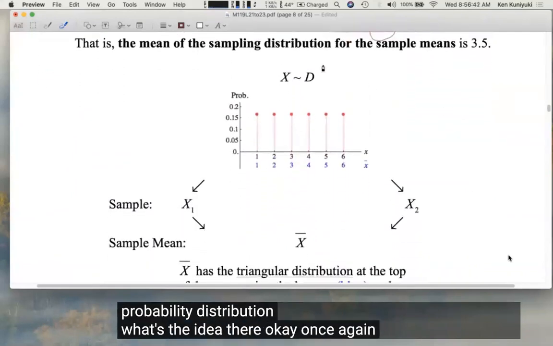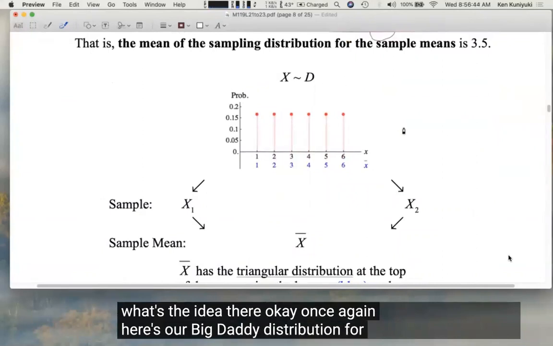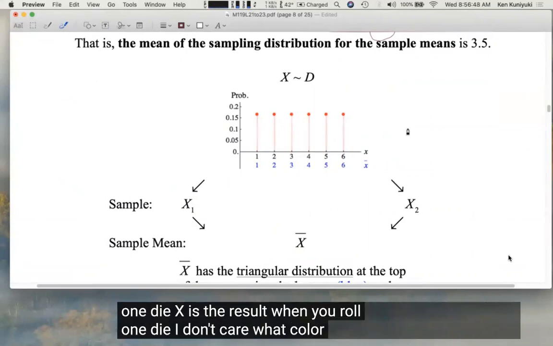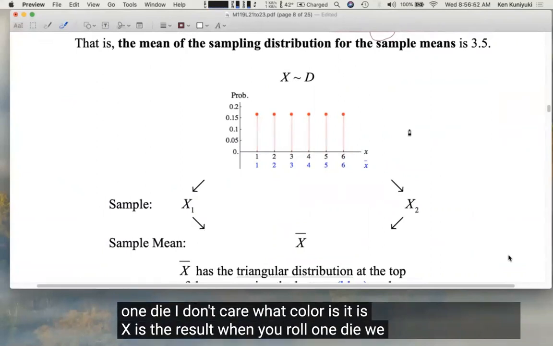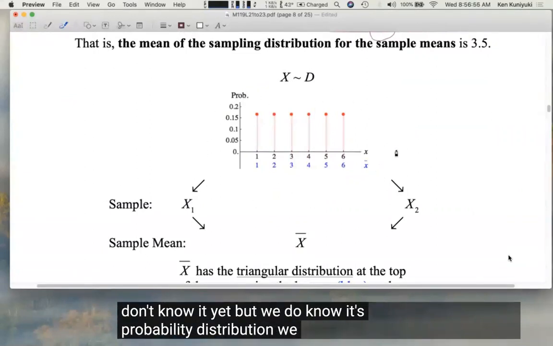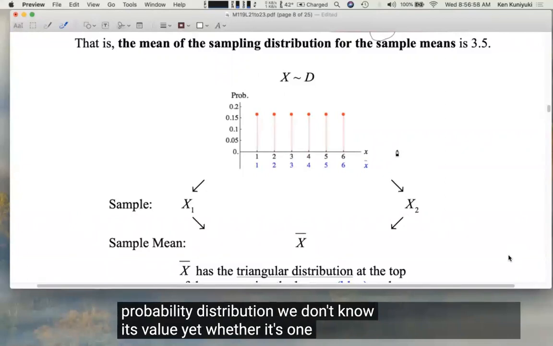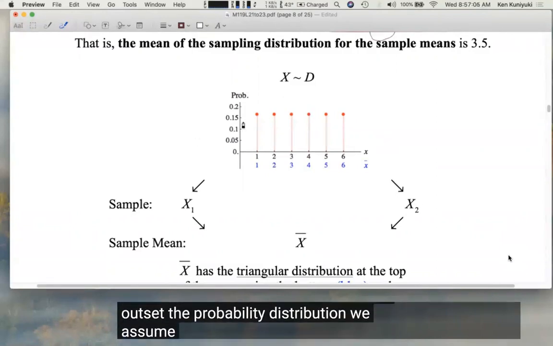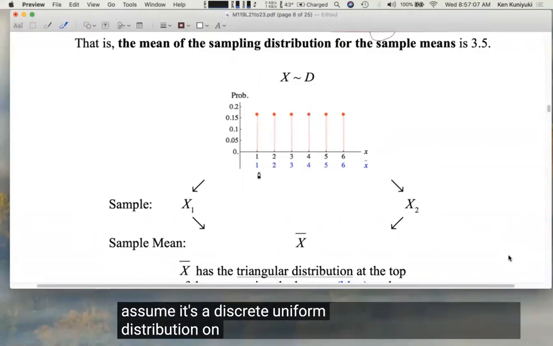Okay. Once again, here's our Big Daddy distribution for one die. X is the result when you roll one die. I don't care what color it is. We don't know it yet, but we do know its probability distribution. We don't know its value yet, whether it's 1, 2, 3, 4, 5, or 6, but we do know from the outset the probability distribution. We assume it's a discrete uniform distribution on the integers from 1 through 6.